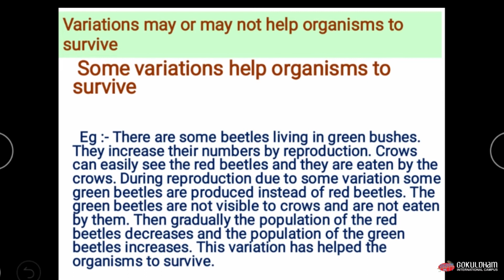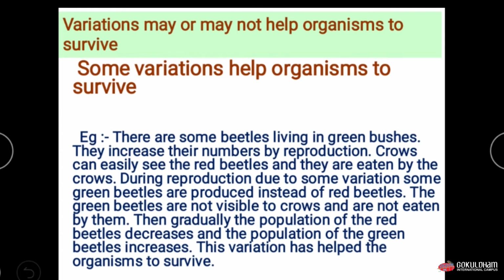Now next is variation. We know what variation is. Variation means the difference between individuals of the same species. We can also say that the degree of difference present in the offspring compared to the parents is known as variation. We all know that many types of variation occur in organisms.